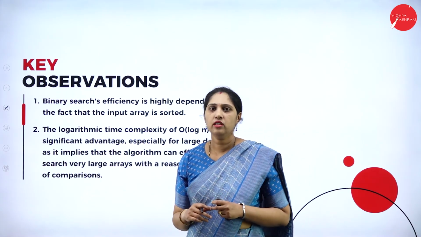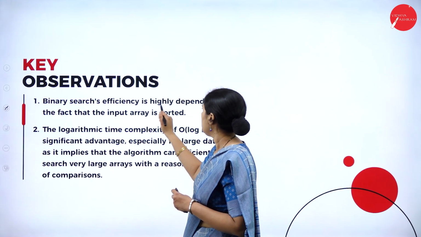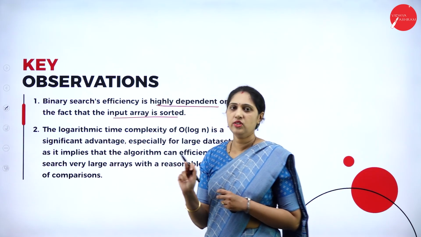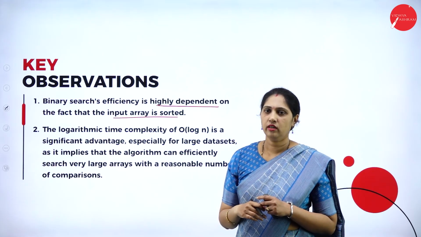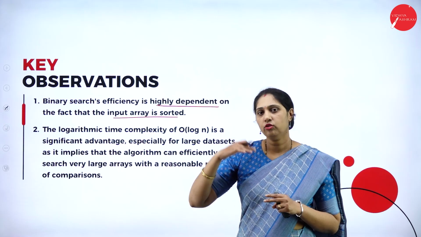So, what is the observation we have to keep in mind for binary search? It is highly dependent on the input. See, binary search works only if the input is sorted. If you don't give sorted input, if you give jumbled up numbers, binary search won't work. That time you have to go for what?